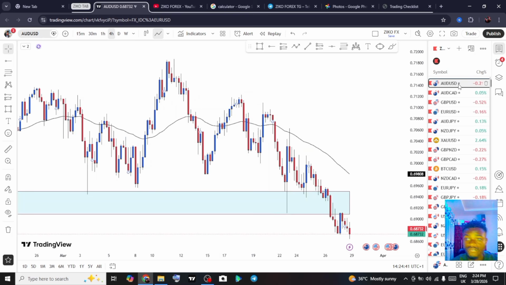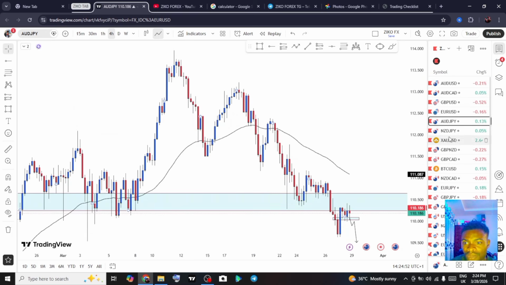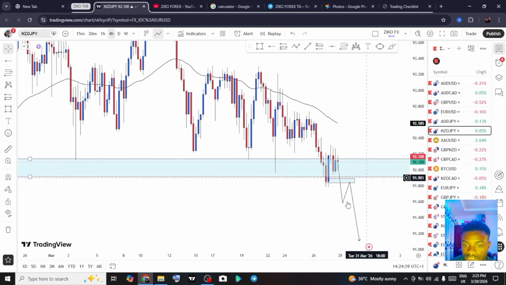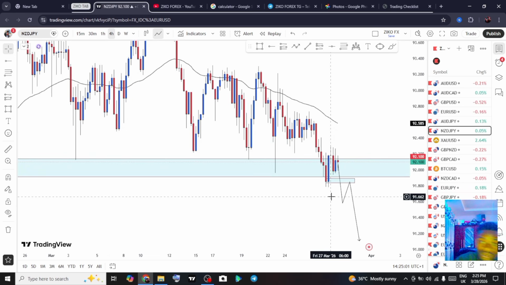All right, so AUD USD for this week, AUD CAD for this week, GBP USD and Euro USD for this week, AUD JPY and NZD JPY for this week too as well. So let's see if NZD JPY and AUD JPY are of the same direction. So we are willing to sell this one and we are willing to sell this one. So that's very good, right? So that's pretty much the pairs I'll be paying attention to for this week.